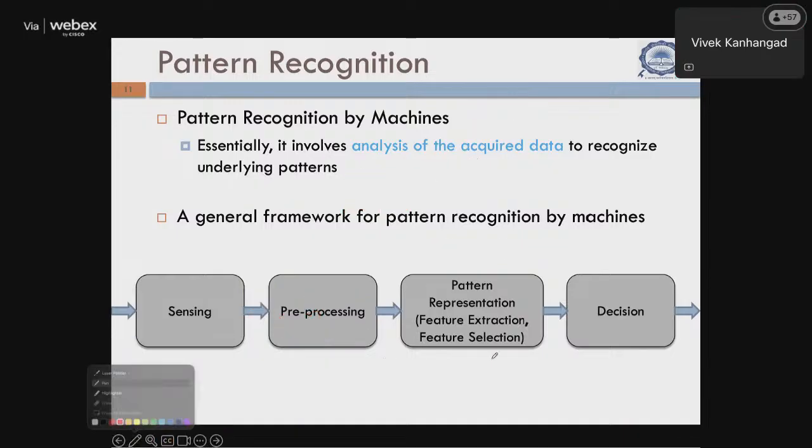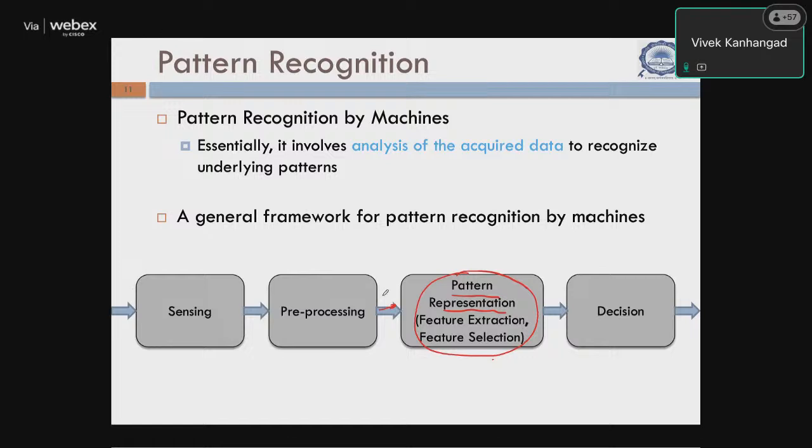Now the next step, the most important stage, is called pattern representation. As I said, often, in fact at all times, the input to pre-processing and the output of pre-processing are of the same format. If this is an image, this would also be an image. Of course, it could be a better image, an enhanced image, a denoised image, or an image after face detection, but the data type remains the same.